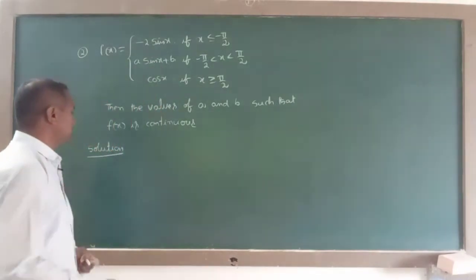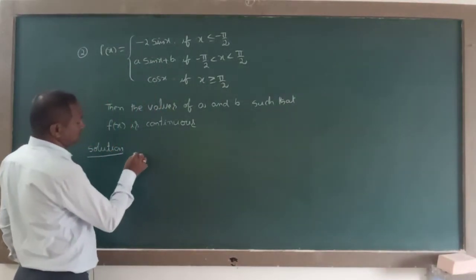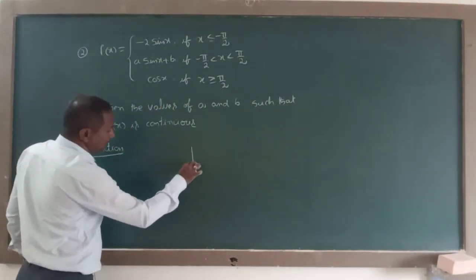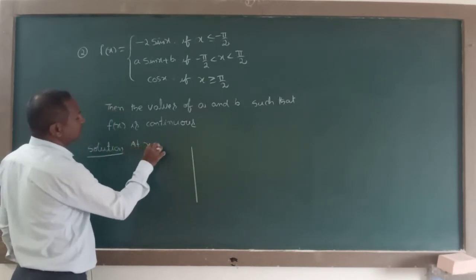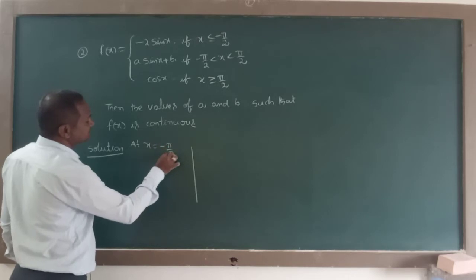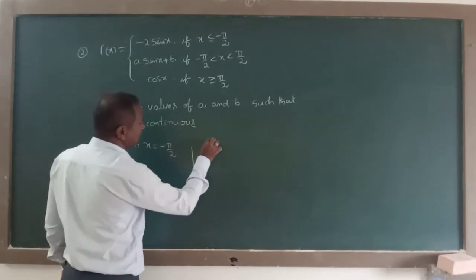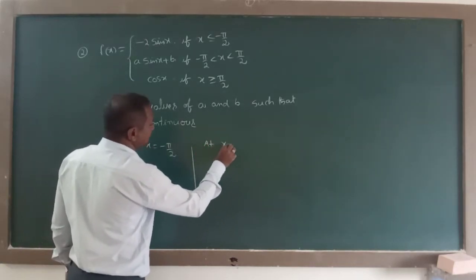See, the solution for this question: first, at x equal to minus pi by 2, first one is. This one is at x equal to plus pi by 2 here.